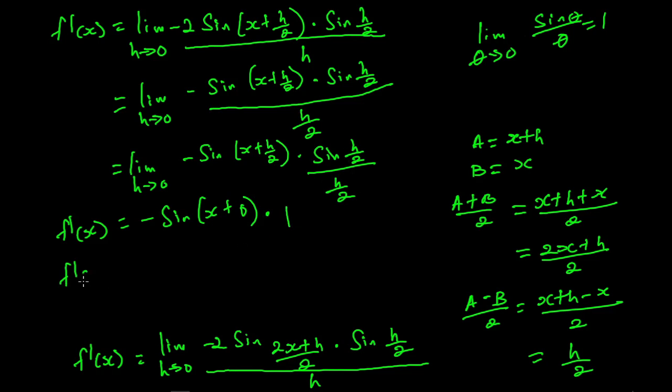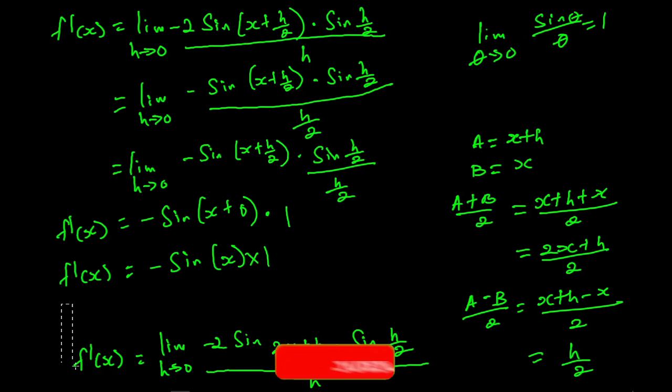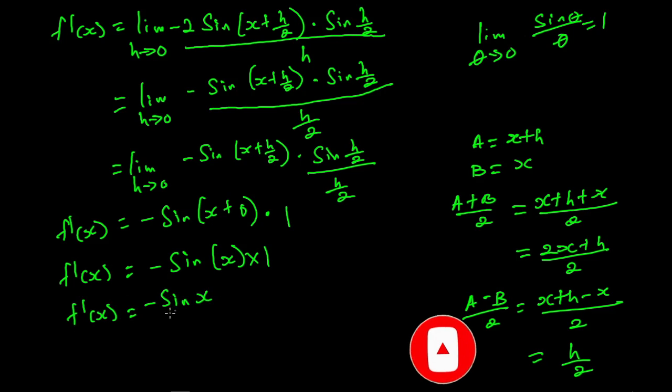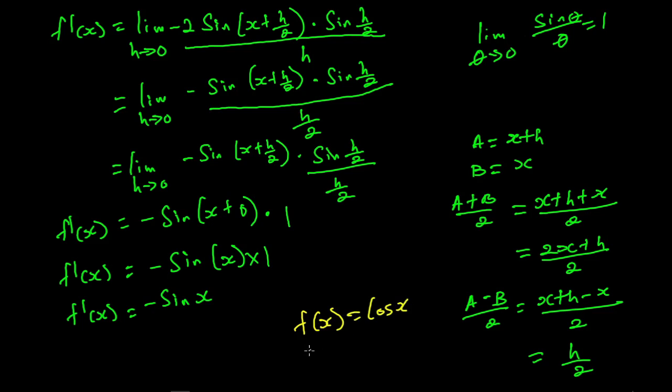Therefore, f prime of x is equal to negative sin x multiplied by 1. Therefore, f prime of x is equal to negative sin x. So from our deduction, if f of x is equal to cos x, that means f prime of x is equal to negative sin x.